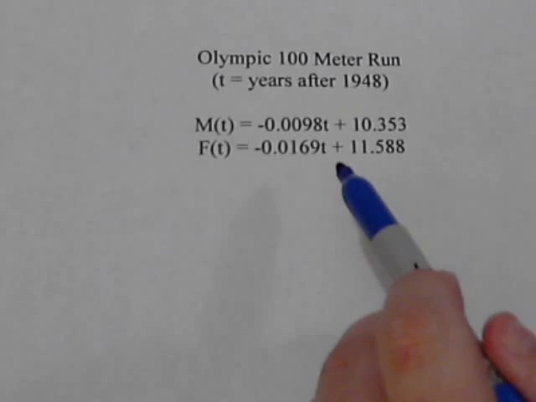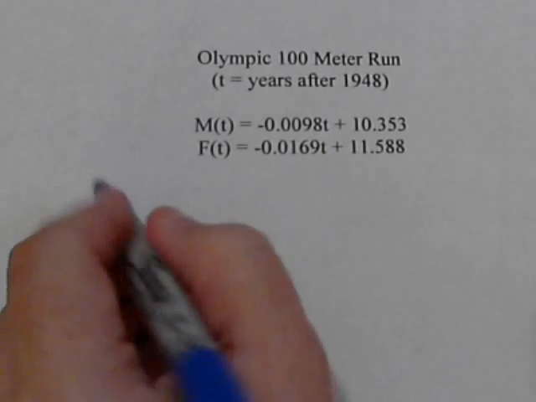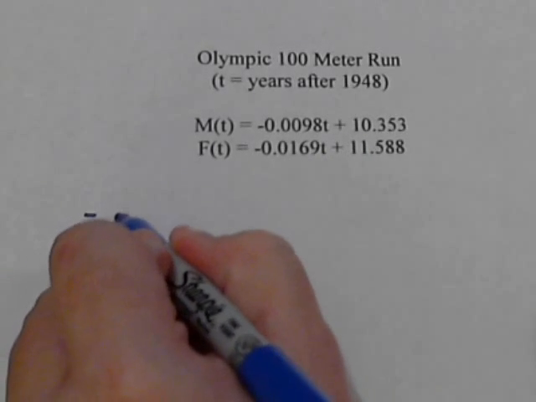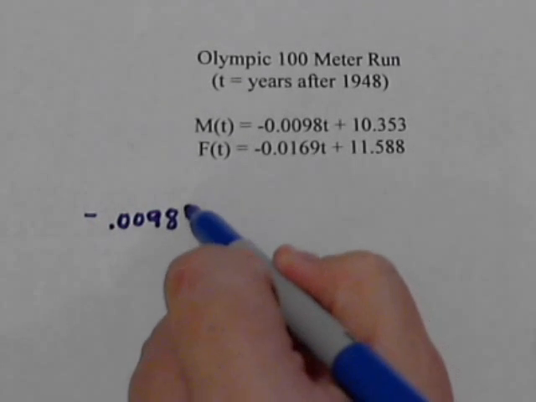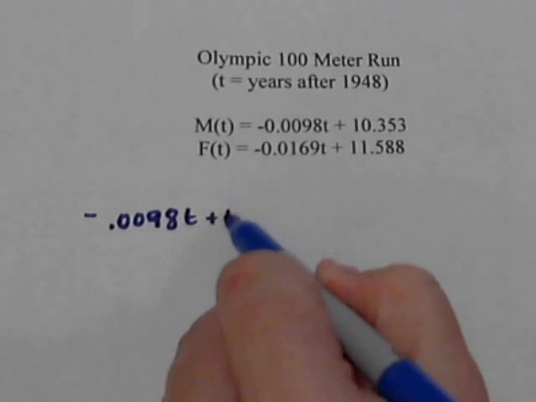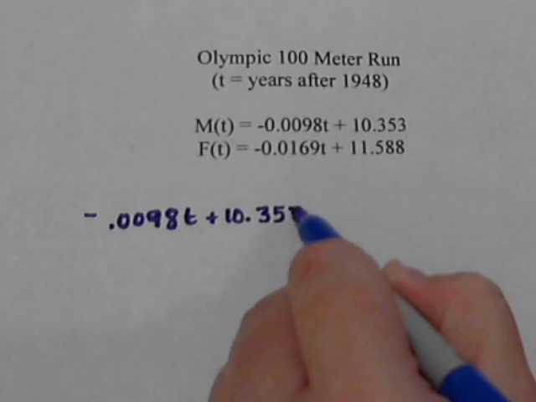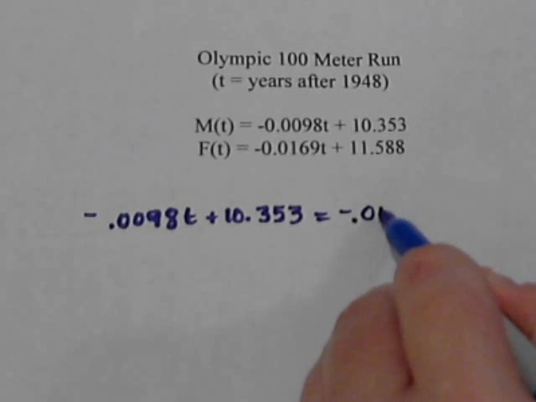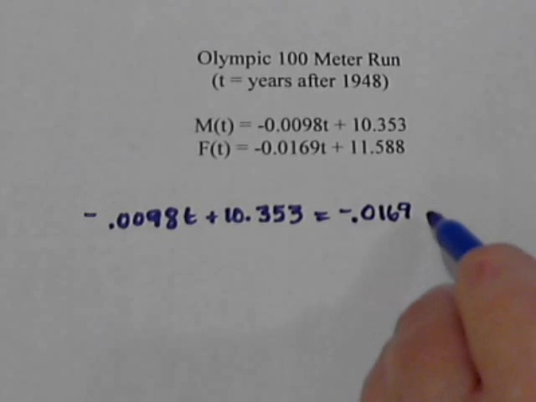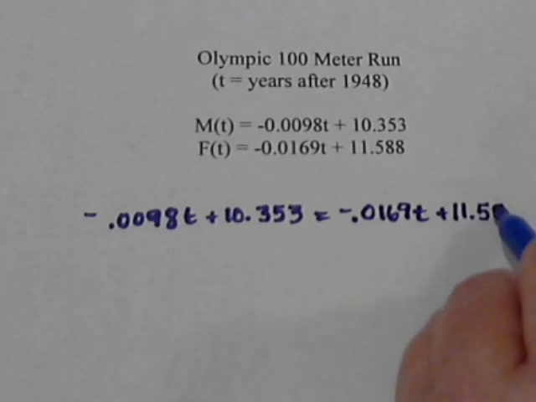So what we want to do here is, since we have two equations and we want to find out when they're the same, we're going to make them equal to each other. So we're going to have negative 0.0098 t plus 10.353, and we're going to make that equal to the female equation, negative 0.0169 t plus 11.588.